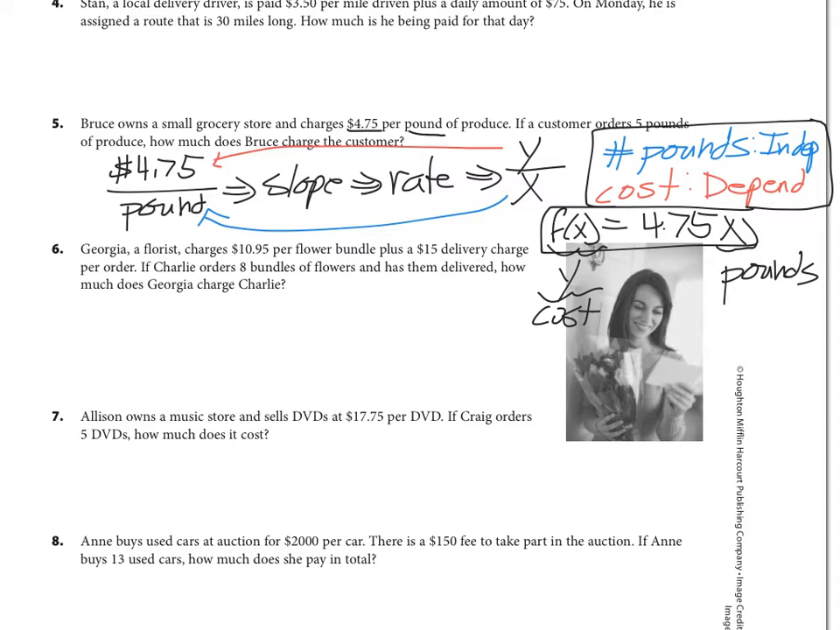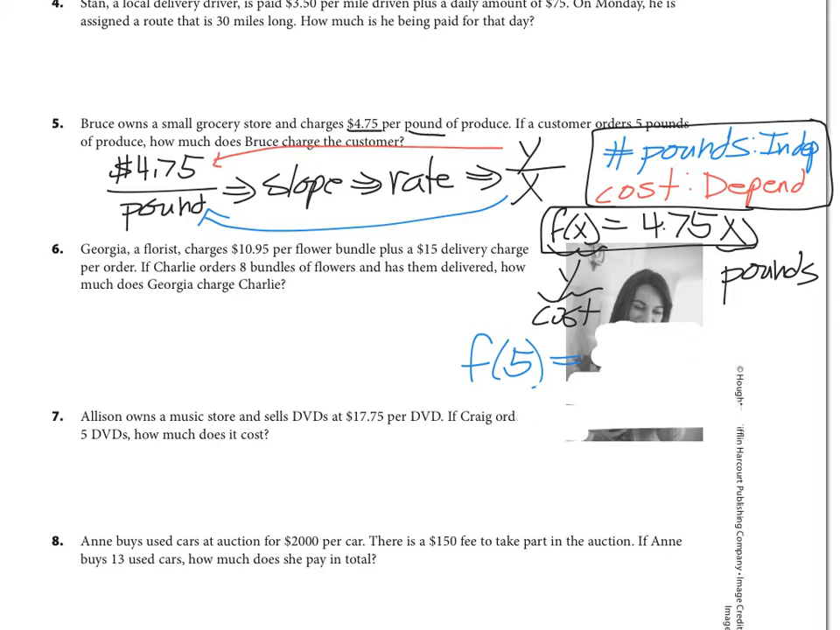So it says if a customer orders 5 pounds of produce, how much does Bruce charge the customer? So in function notation, that would look like this. F of x is 5 here. So what's that mean? I'm going to erase this picture here so I can write over it real quick. Get rid of this so you can see as I'm writing here.